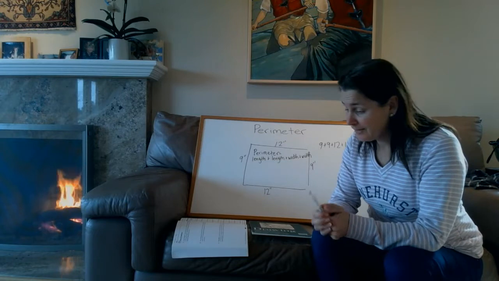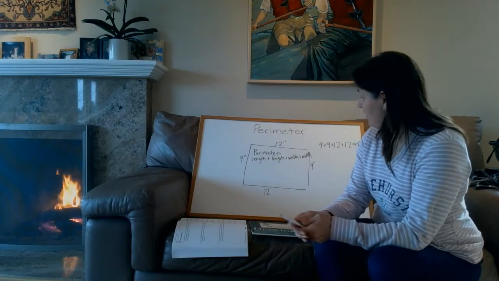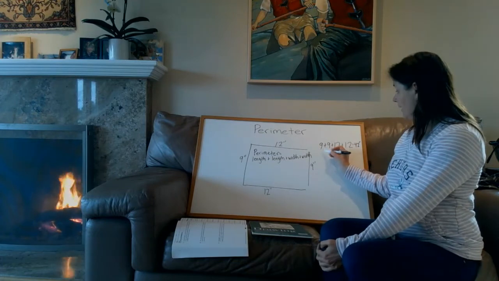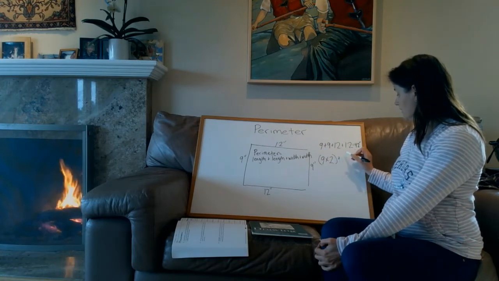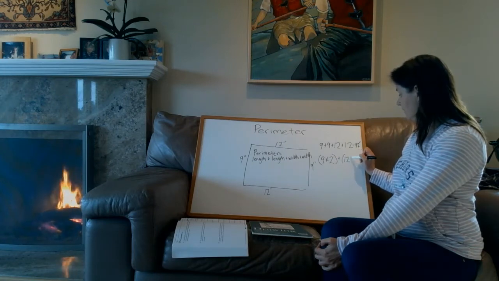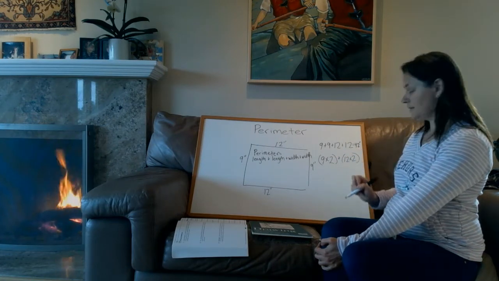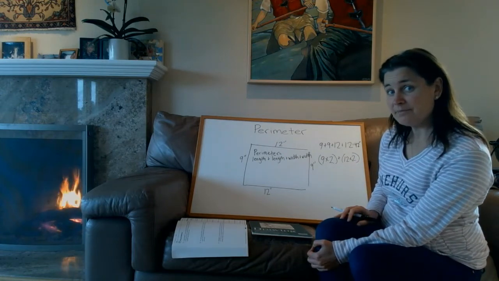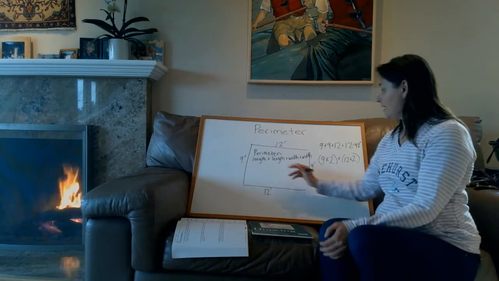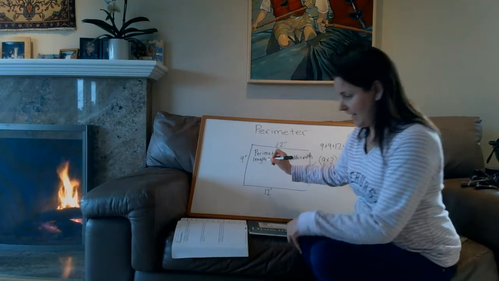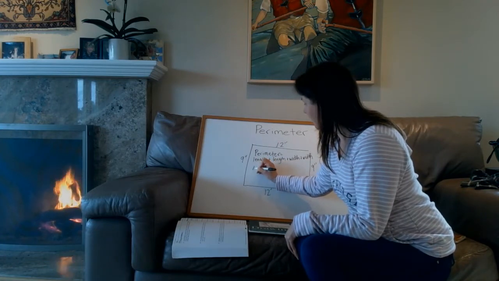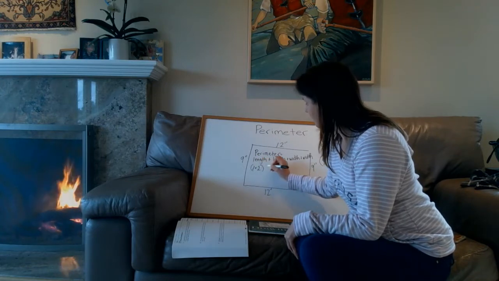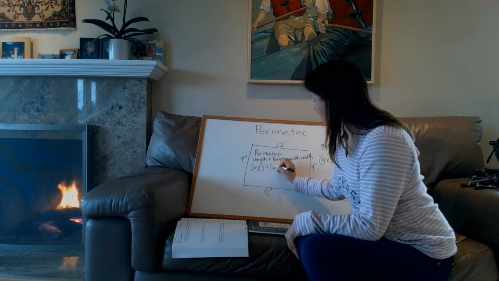It won't hurt my feelings. I'll be here. Or another way we could have done this, that you might have done it, is you might have said 9 times 2 plus 12 times 2. Did you do that? Maybe? Maybe not? Well, we're going to write this way, where we say that we would write our perimeter to be length with an L times 2 plus width times 2.